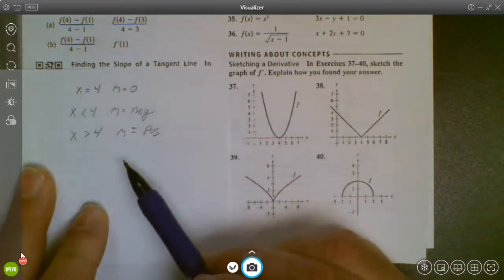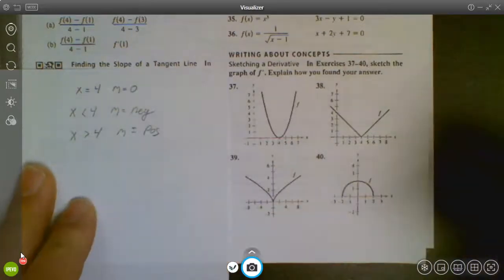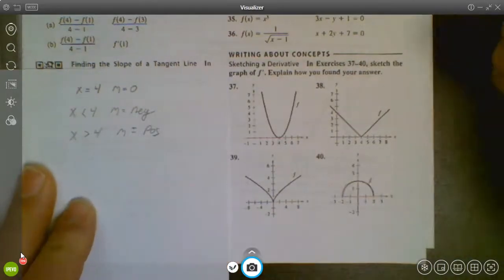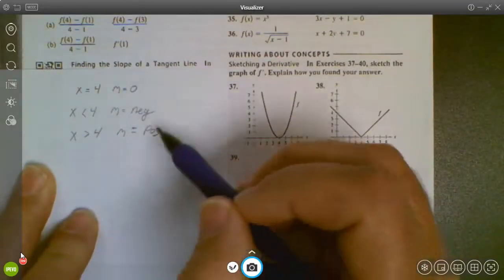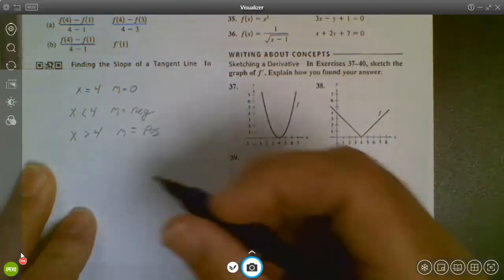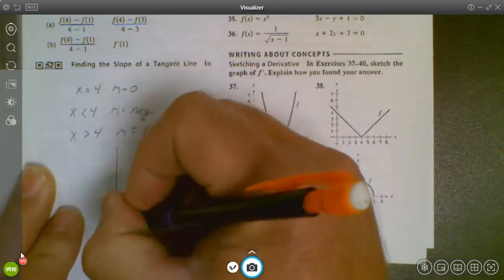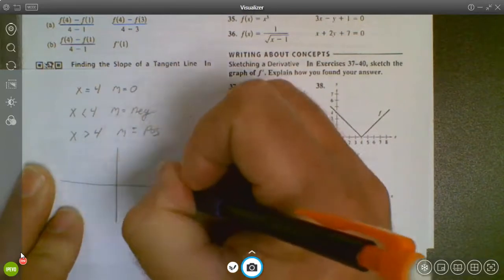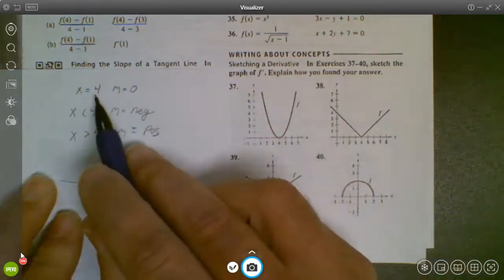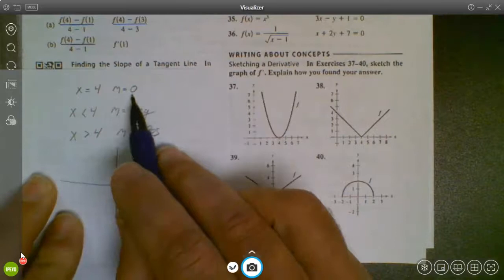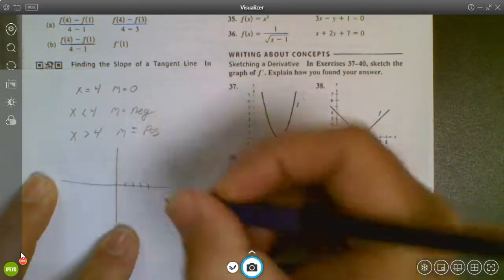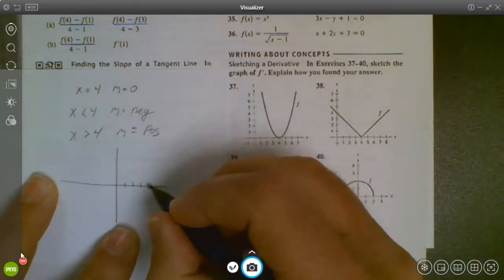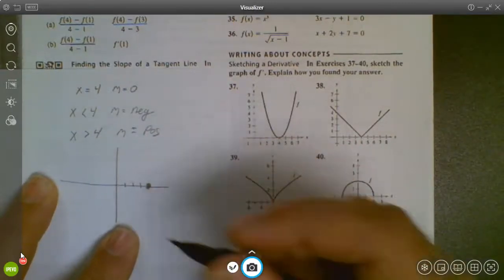So here's just the general idea. All they want from us is to draw a graph that at least represents this information. It doesn't have to be a perfect point-for-point graph. They just want us to show that we understand what we're seeing in terms of slope. So if I were to represent this on a graph, the main idea is where x equals 4, I should see a slope of 0. So in other words, at 4, I want to represent that with a 0. So in other words, (4, 0).